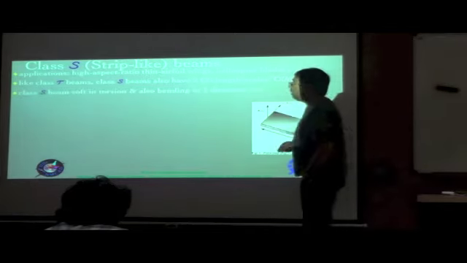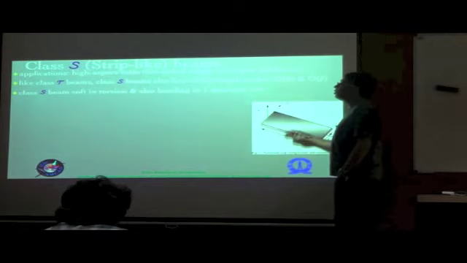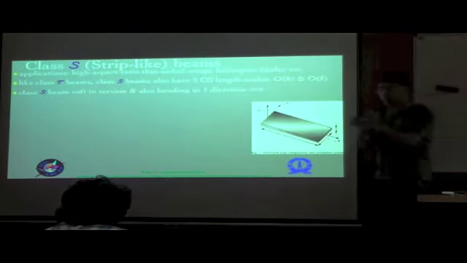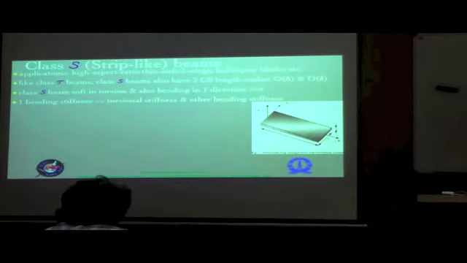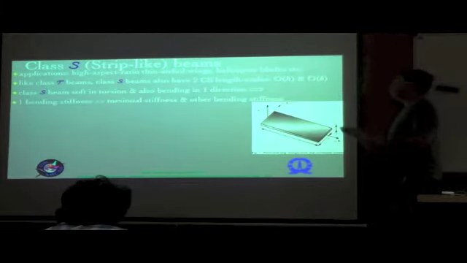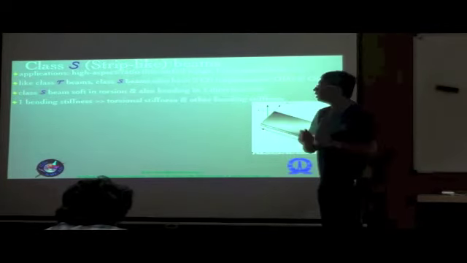Next, class S beam is soft in torsion and also in bending in one direction. Already we have illustrated that bending in this direction is soft. So one bending stiffness, which is basically the bending stiffness about this direction, is much larger compared to the torsional stiffness and the other bending stiffness.